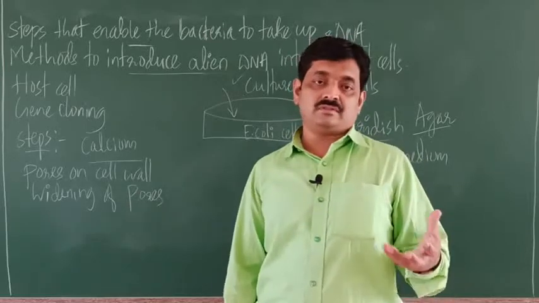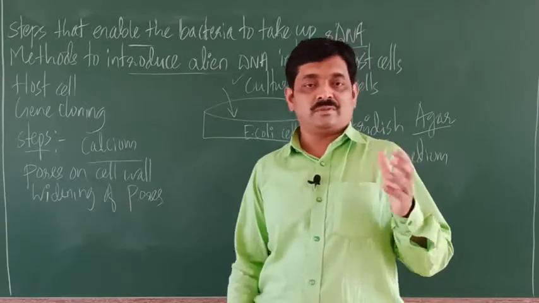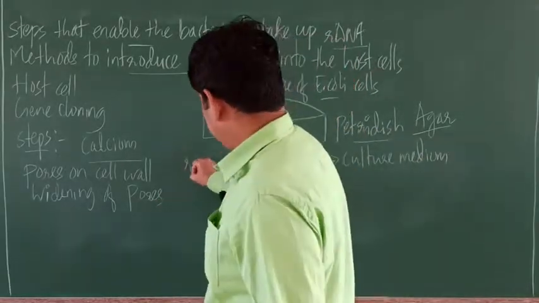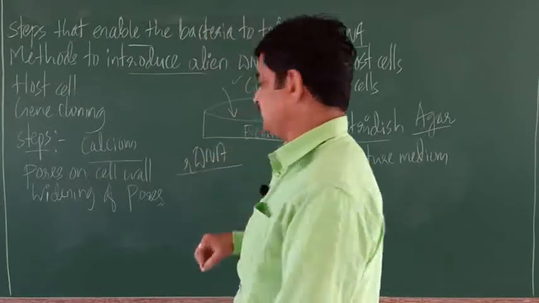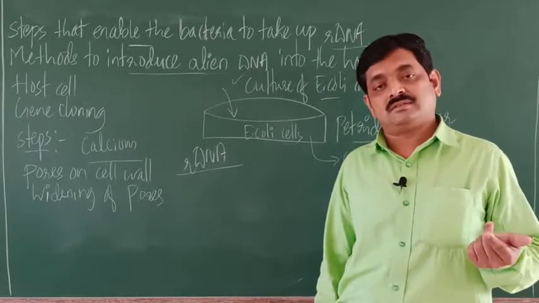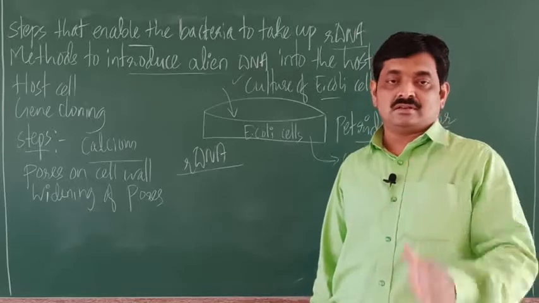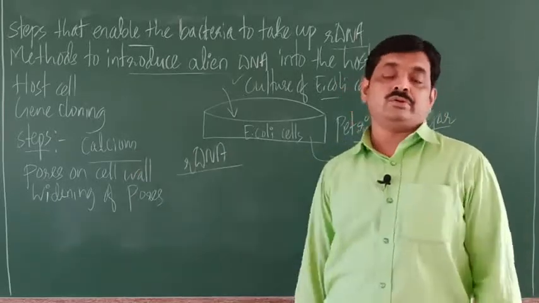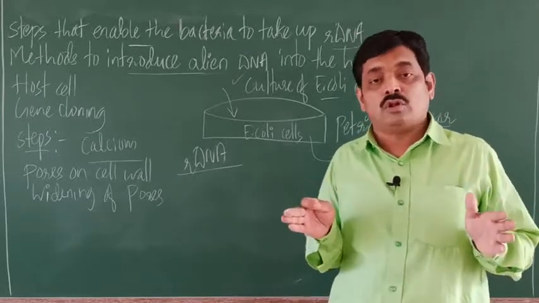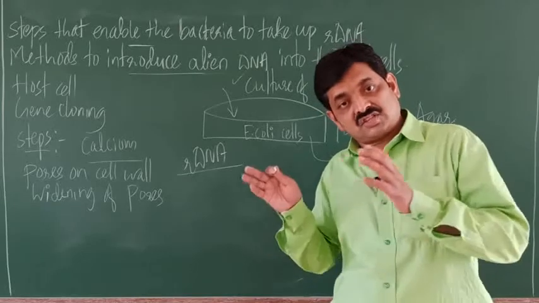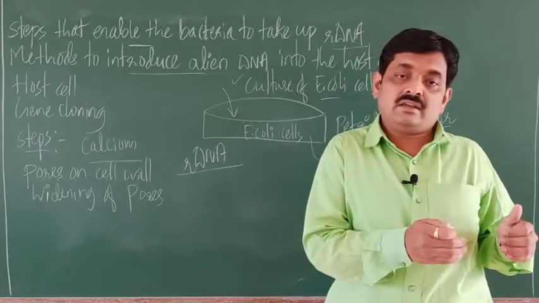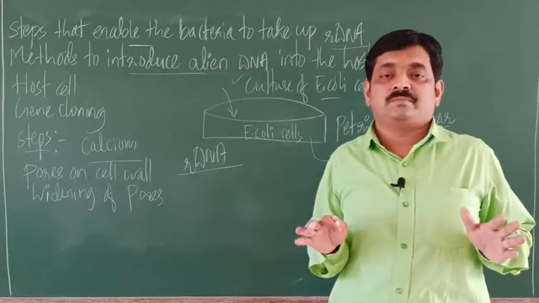So what is the use of this effect? When pores become wide or large, the recombinant DNA can easily enter the bacterial cell, right? That is the main purpose of using calcium. It widens the pores on the cell wall of bacterial cells. This helps recombinant DNA to enter inside the E. coli cells, right?